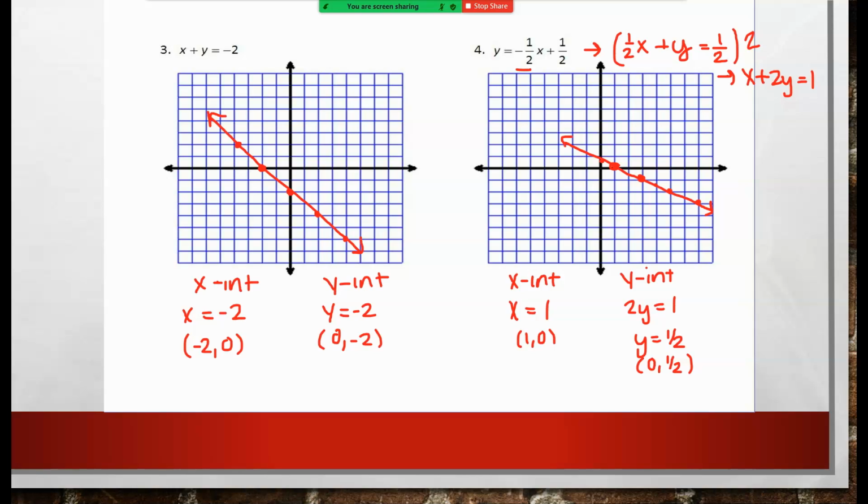And just as a reminder, since again, in this unit, we're talking about domain and range. Domain and range of all linear functions is all reals. So all 4 of these graphs that we did on this last page have a domain and range of all reals.